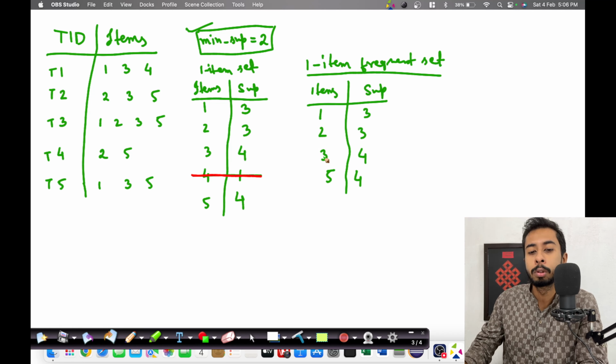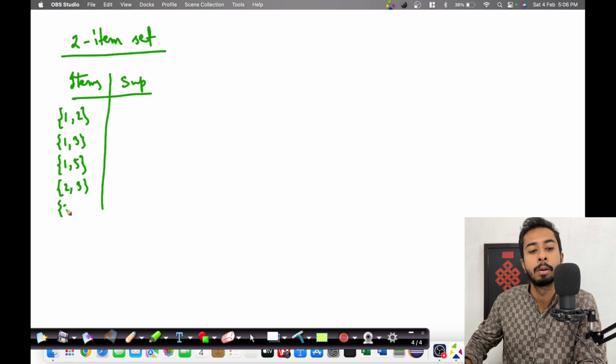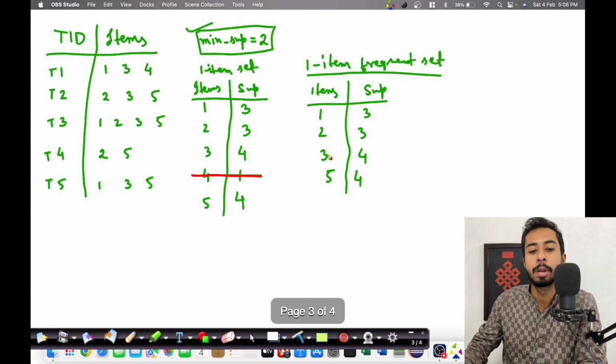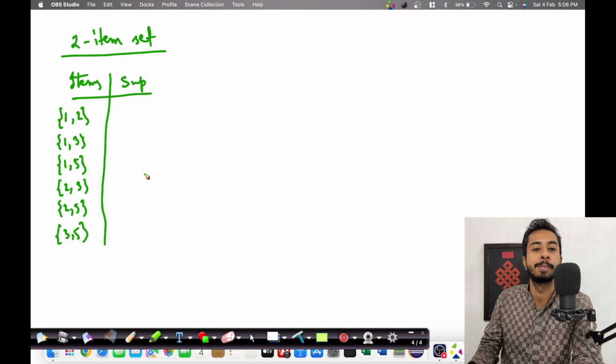So we'll use 2 3 and 2 5, right? So 2 3 and 2 5. What else is left? 3 2 is already considered, 3 1 is also already considered, 3 5 is left, right? So I'll write 3 5. So these are all the possible two item sets.